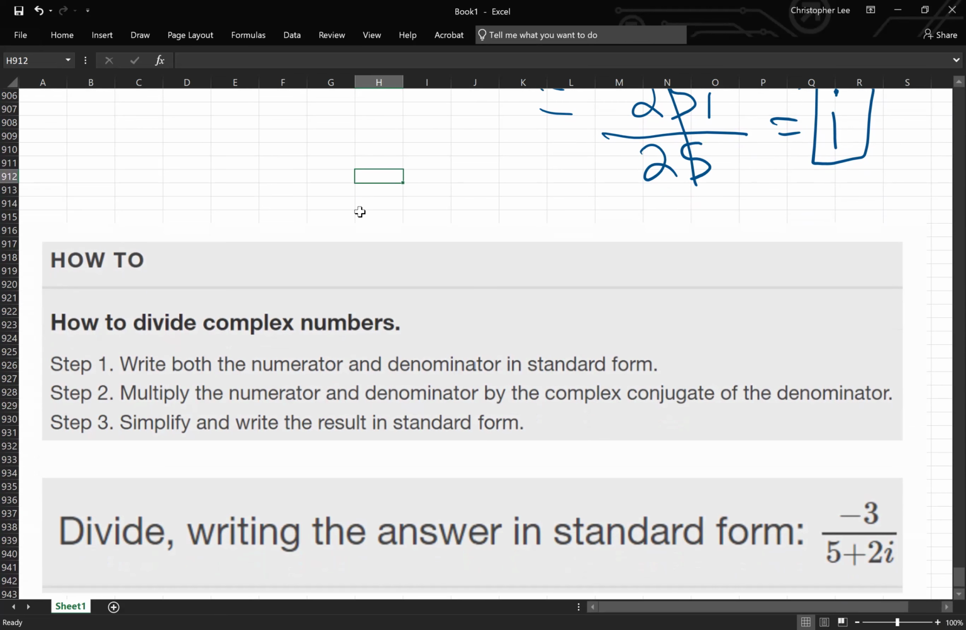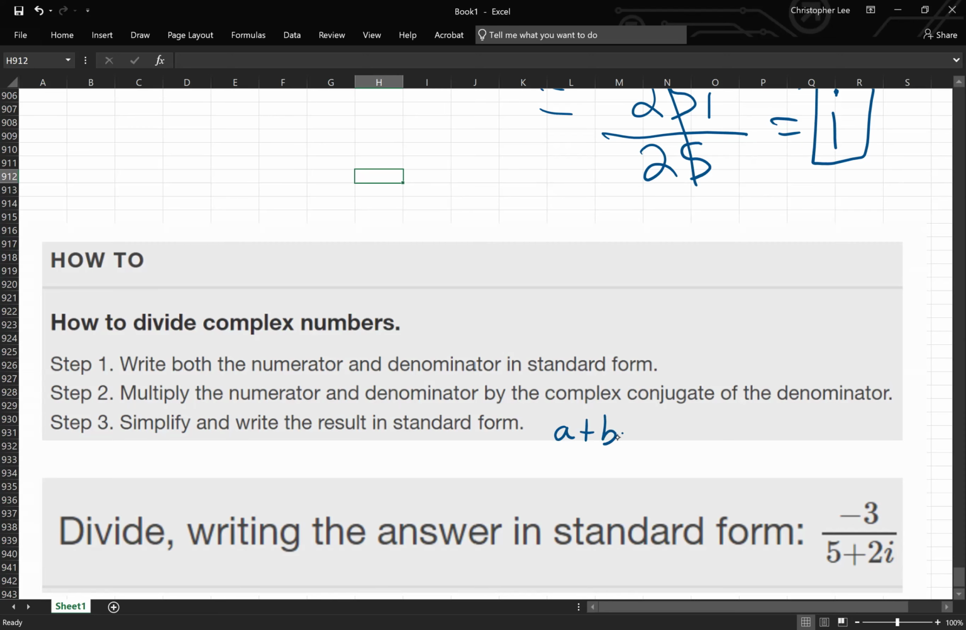All right, so here are the notes. How to divide complex numbers. Step one, write both the numerator and denominator in standard form. That means without the radicals, make them i's. Step two, multiply the numerator and denominator by the complex conjugate of the denominator. And then step three, simplify and write the result in standard form. Standard form again is a plus bi form. Let me write that down.